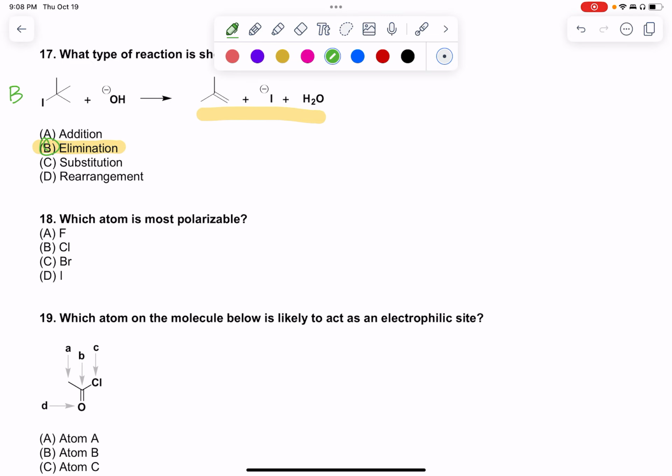Which atom is most polarizable? This is just knowing that the further down you get on the periodic table, the more polarizable they become. I think Dr. Hill does a good job of explaining this, so you may want to watch his video for number 18. I didn't watch it, but he seemed to have done a good job of explaining that. The answer is D. Iodine's lower down on the periodic table. They're in order here. Iodine's the answer.